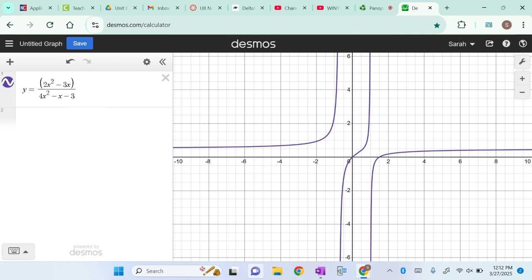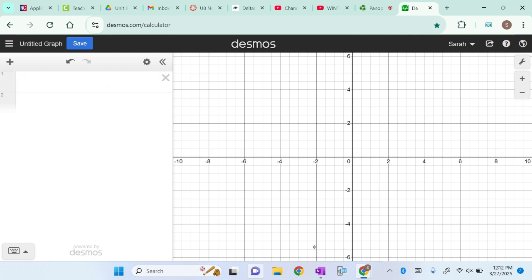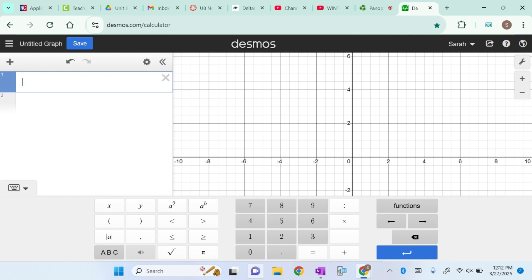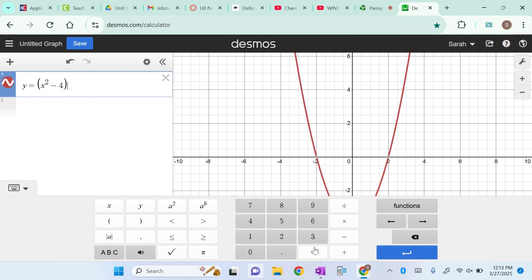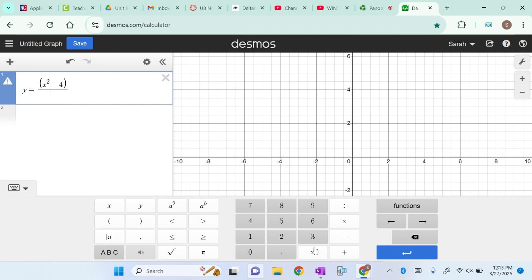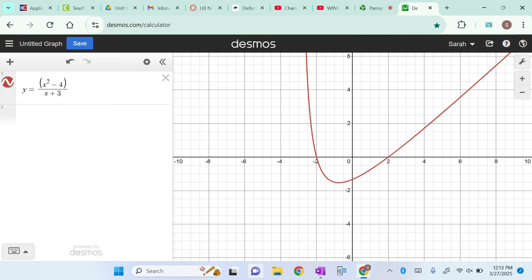So, this isn't the graph we're looking at. I'm going to graph the second graph. So, we're going to graph y equals x squared minus 4 divided by x plus 3. Our graph looks really funky.